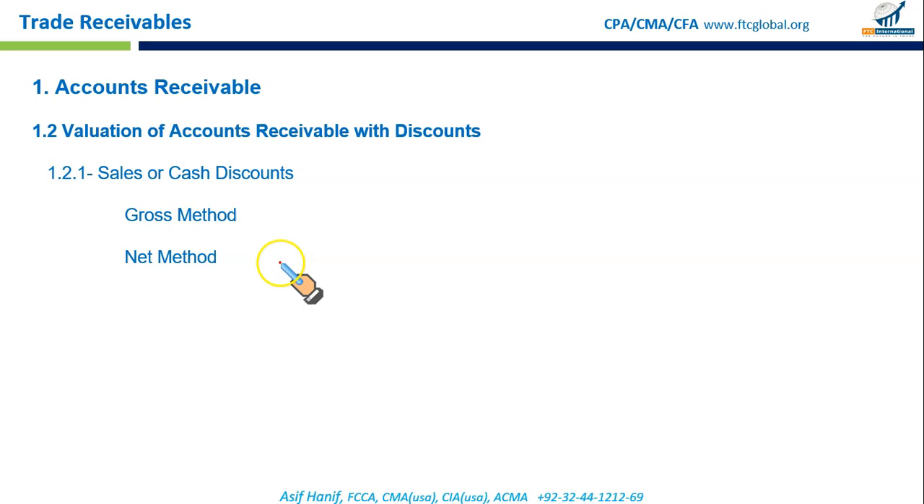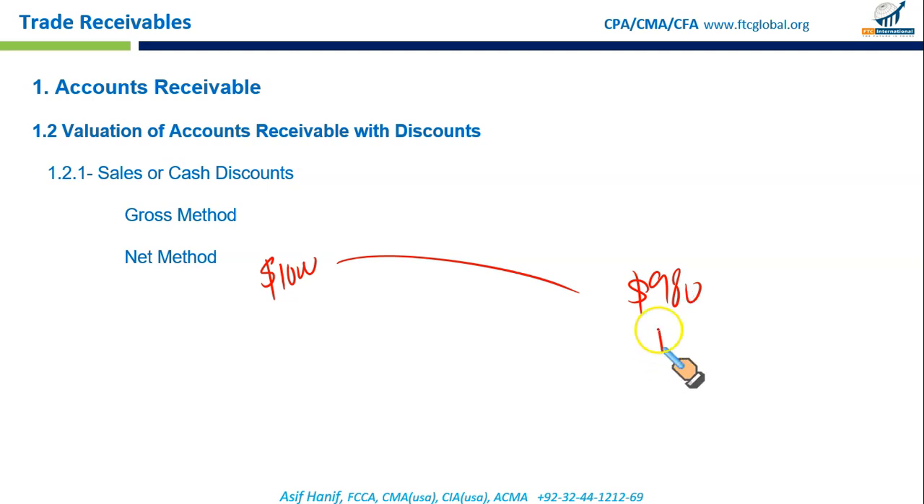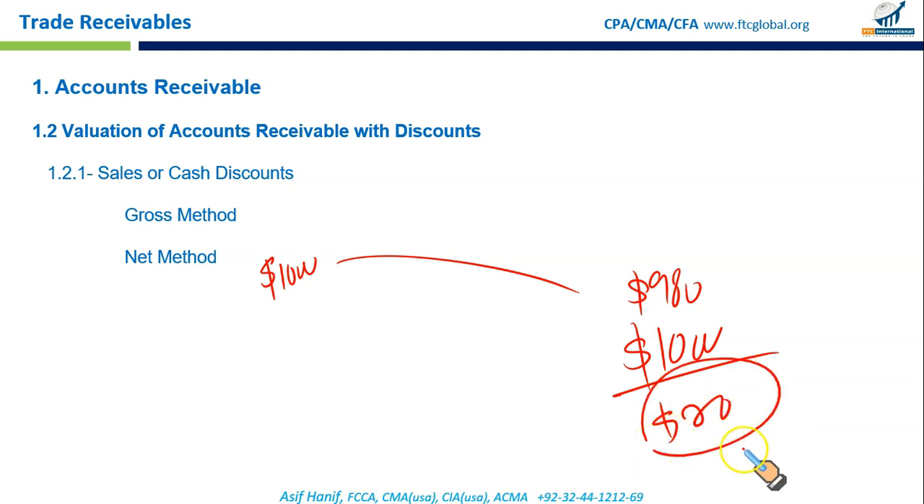For example, same example, a company sells goods worth $1,000 but records the sales at $980, assuming the customer will take the 2% discount. If the customer pays the full amount, $1,000, because they pay on the 30th day, this $20 is treated as additional revenue. So these are the two methods under sales discount. One is gross and the second is net.